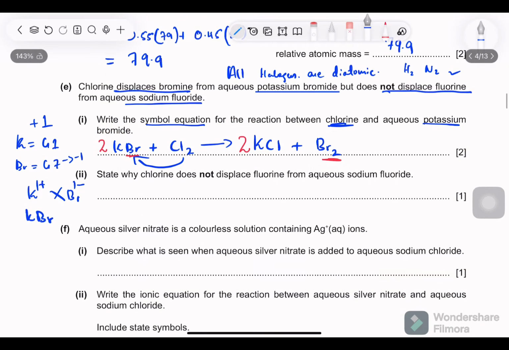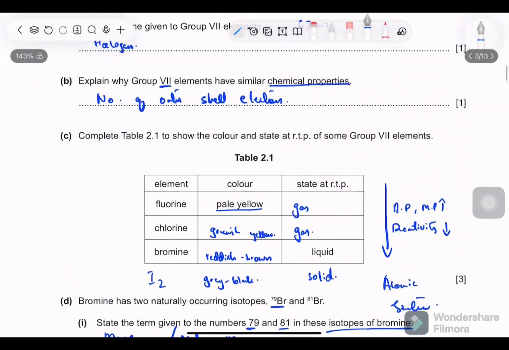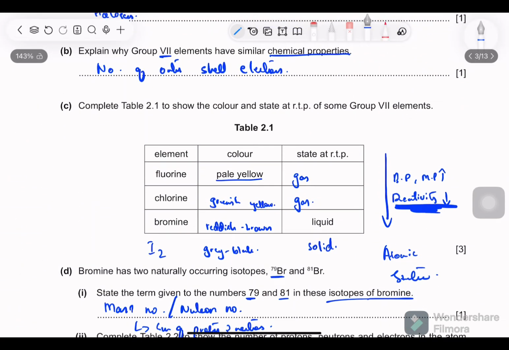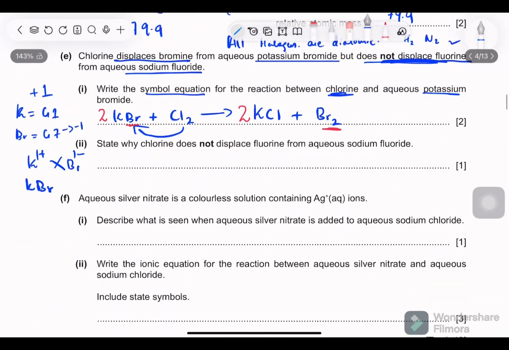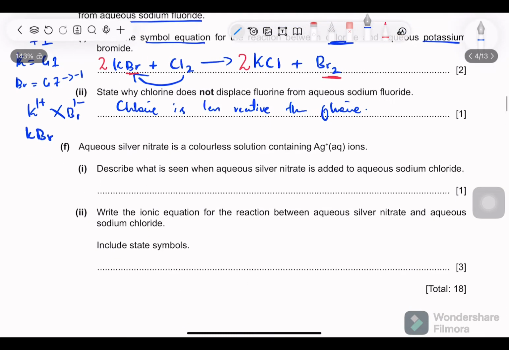Next, state why chlorine does not displace fluorine from aqueous sodium fluoride. This is what I was talking about earlier. This is what they told us earlier. It does not displace because, as I told you earlier, the reactivity down the group decreases, so chlorine is less reactive than fluorine. Fluorine is the most reactive element from group 7.